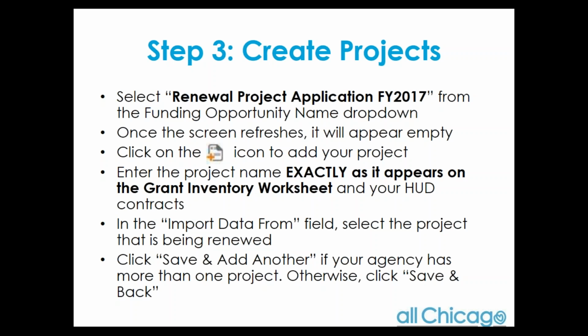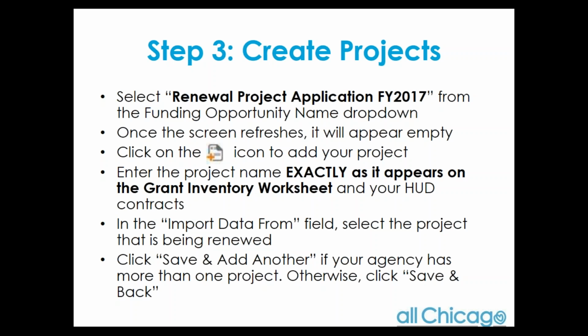Once the screen refreshes, it will appear empty, and then you'll click on that little paper with the checkbox icon to add your project. It's very important that you're entering the specific project name exactly as it appears on your grants inventory worksheet and your HUD contracts. If for some reason there's a discrepancy, that would be something you could reach out to us and we could help you problem solve. But ultimately it should be matching your grants inventory worksheet, and this would really not be the time to make any adjustments or get that changed.